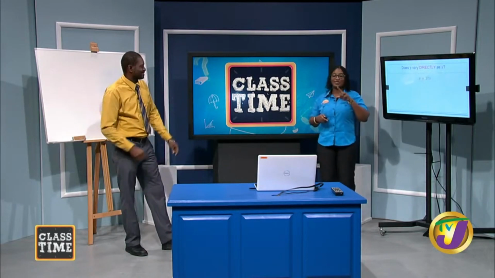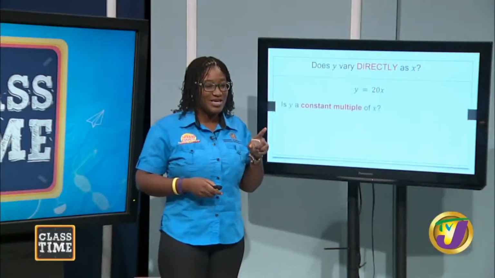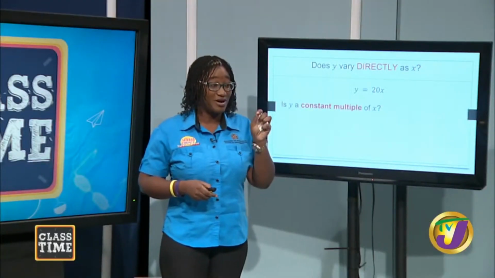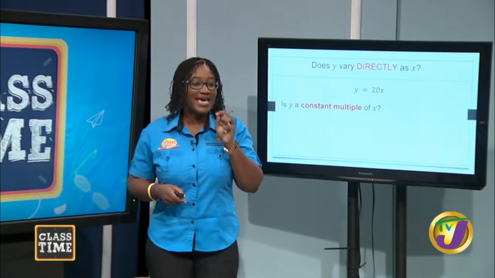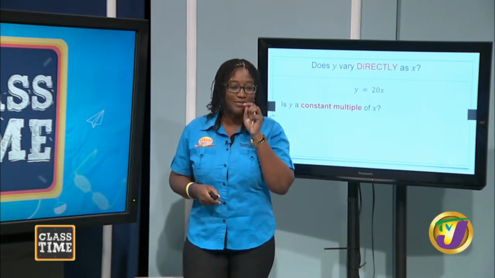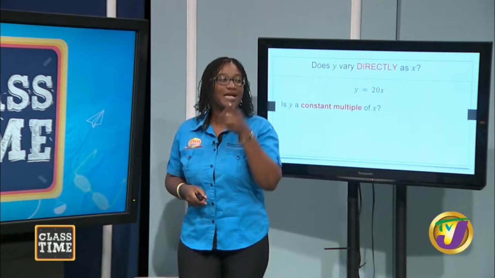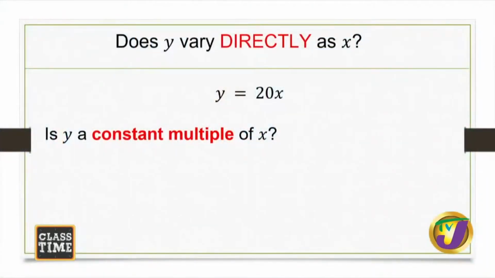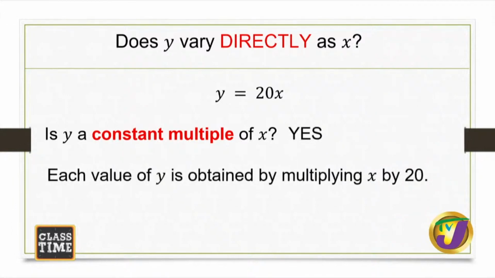All right, so I'm going to ask my students out there. First question. Make sure you're on the ball now. Is y a constant multiple of x? Tell me what you think. Most definitely our students know that out there in TV land. And your answer is? Most definitely it is. Beautiful. And we notice that each value of y, we get it by multiplying our x by 20.